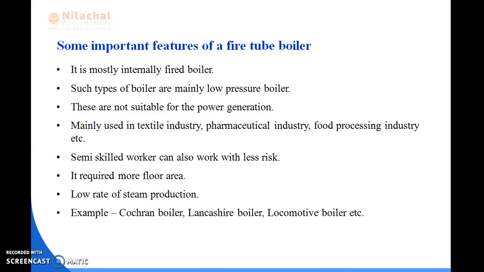To operate this type of boiler, a semi-skilled or unskilled worker can also be utilized because it has less risk. But it requires more floor area to accommodate the boiler, and its rate of production is very low. That means it produces a less quantity of steam in more time. So that is the low rate of steam production. And the best examples of low pressure boilers are the Cochran boiler, Lancashire boiler, locomotive boiler, and so on.